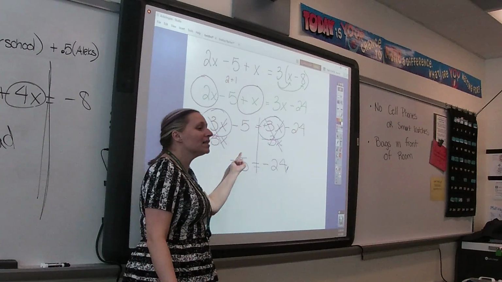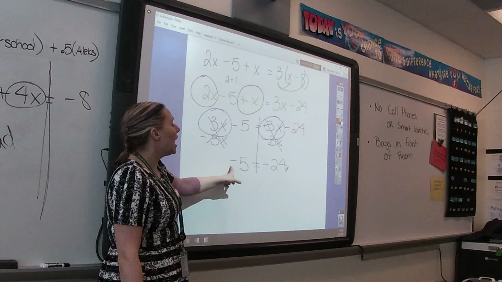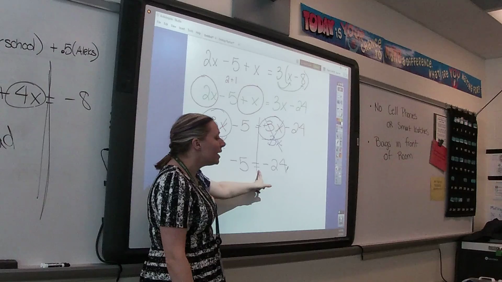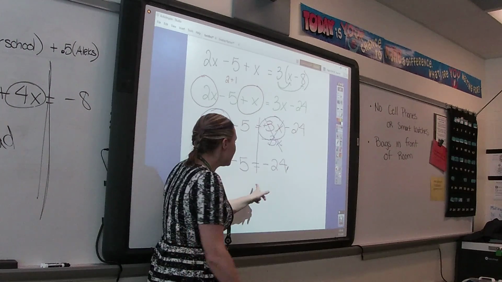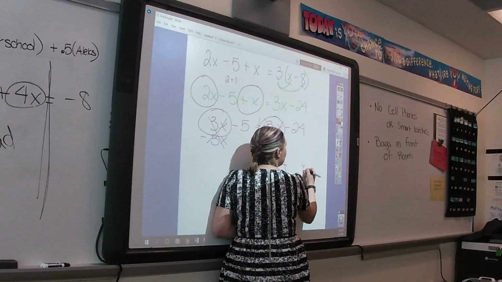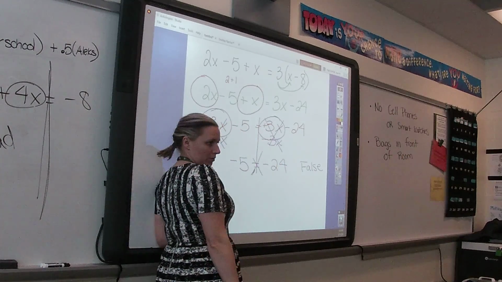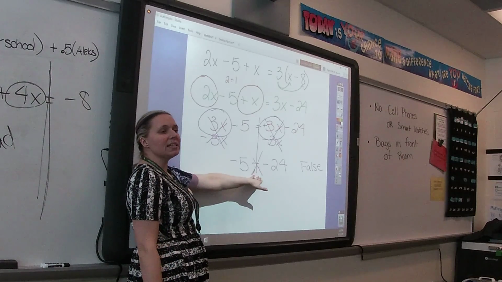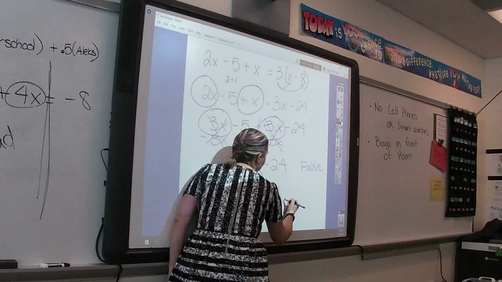We need to ask ourselves if this is true. Does negative 5 equal negative 24? No. This is false. These do not equal each other. This is not true. When this is a false statement, our answer is no solution.